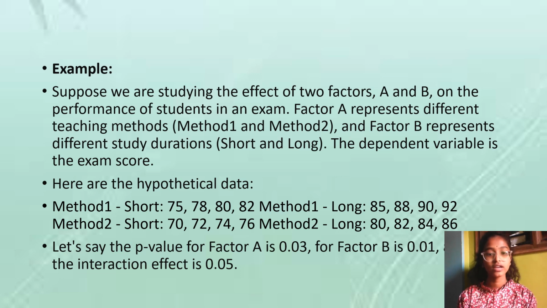Method 1 short: 75, 78, 60, 82. Method 1 long: 85, 88, 90, 92. Method 2 short: 70, 72, 74, 76. Method 2 long: 80, 82, 84, 86. Let's say the p-value for factor A is 0.03, for factor B is 0.01, and for the interaction effect is 0.05.